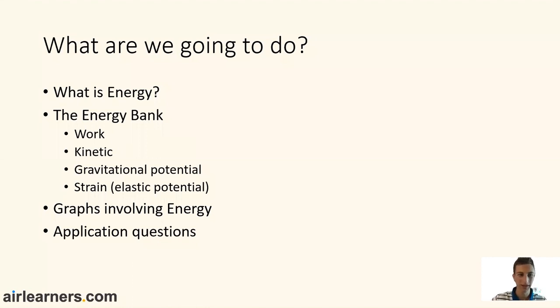All right, what are we going to do? Well, the first thing we're going to do is look at what is energy, so kind of what does it look like? The next thing we're going to have a look at is what I call the energy bank, which is all the different types of energy, I guess. We'll have a look at it in a little bit more depth later on. So that'll include work, kinetic energy, gravitational potential energy, and strain potential or elastic potential energy. Those two are the same thing. We're going to have a look at graphs involving energy, and then we've got a few questions throughout. We've also got a pretty long question at the end, kind of an exam style.